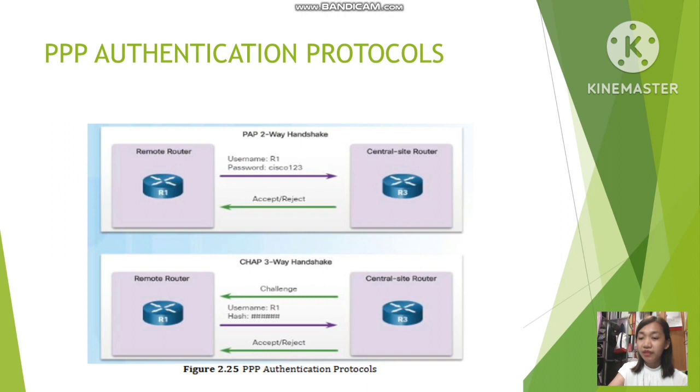Next, we have the PPP authentication protocols. The authentication phase of a PPP session is optional. If used, the peer is authenticated after LCP establishes the link and chooses the authentication protocol. Authentication takes place before the network layer protocol configuration phase begins. The authentication option requires that the calling side of the link enter authentication information. This helps to ensure that the user has the permission of the network administrator to make the call. Peer routers exchange authentication messages.